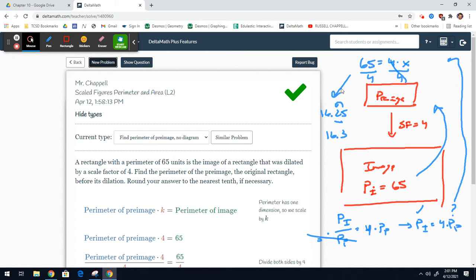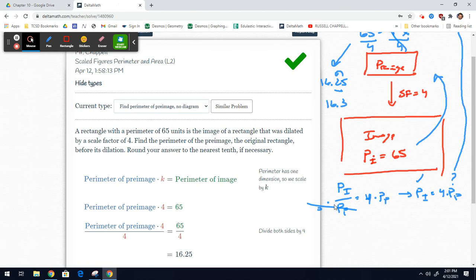And use this formula right down here. Use it wisely. I'll put it in green. Right here. Use this formula wisely to help you solve.